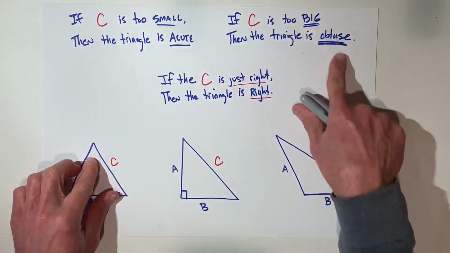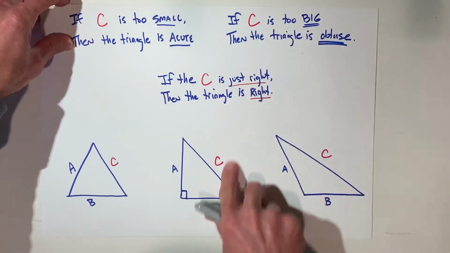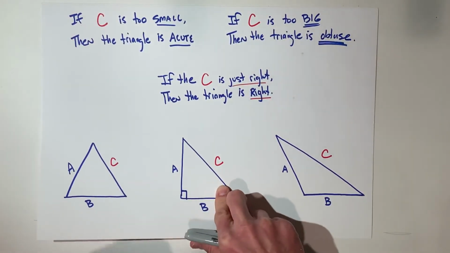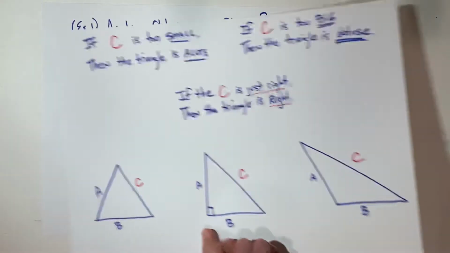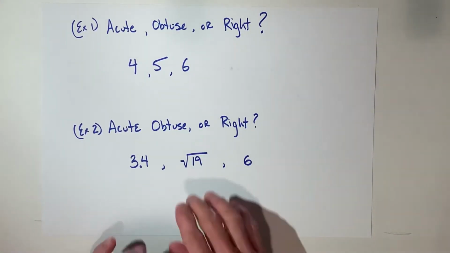If the C is too big, the triangle is obtuse. And if the C is just right, no pun intended here, then the triangle is right. Now, because this doesn't seem to have a great application, I made 2 examples. We'll look at them both, and this video will be done. So look at the first one.